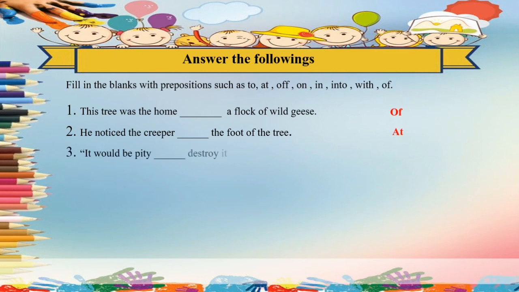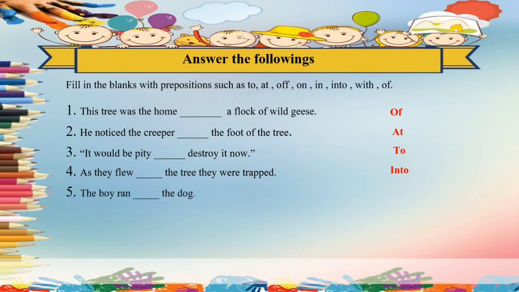Number 3. It would be a pity to destroy it now. Destroy is an action, and somebody is requesting that the action not be done. So we can use here, it would be a pity to destroy it now. Number 4. As they flew into the tree, they were trapped. They flew means they tried to enter into something, the nest. So you can use here, as they flew into the tree, they were trapped.